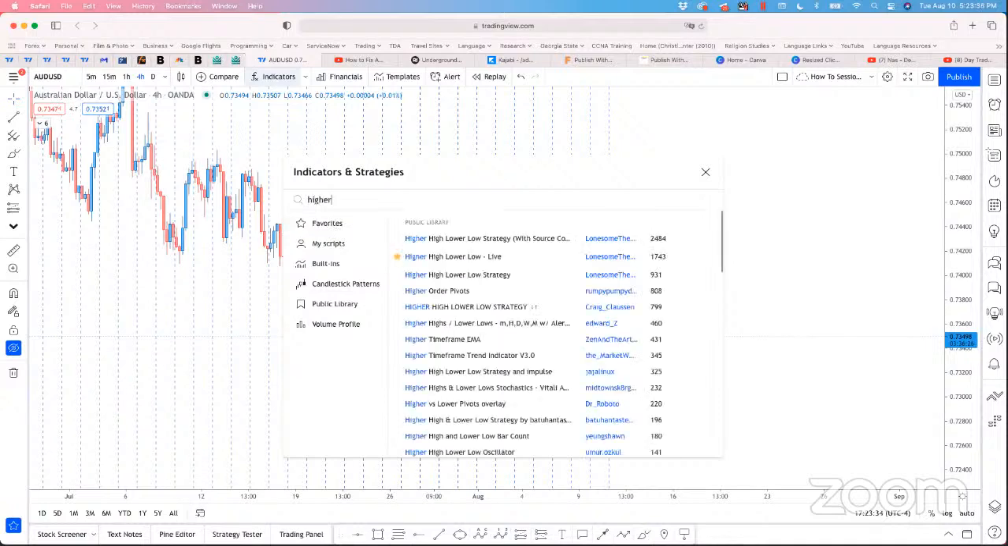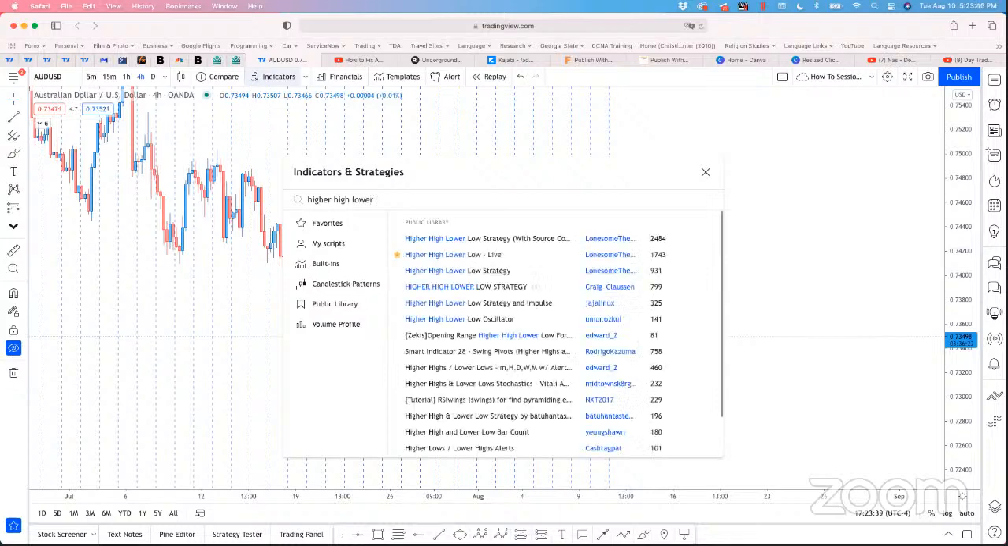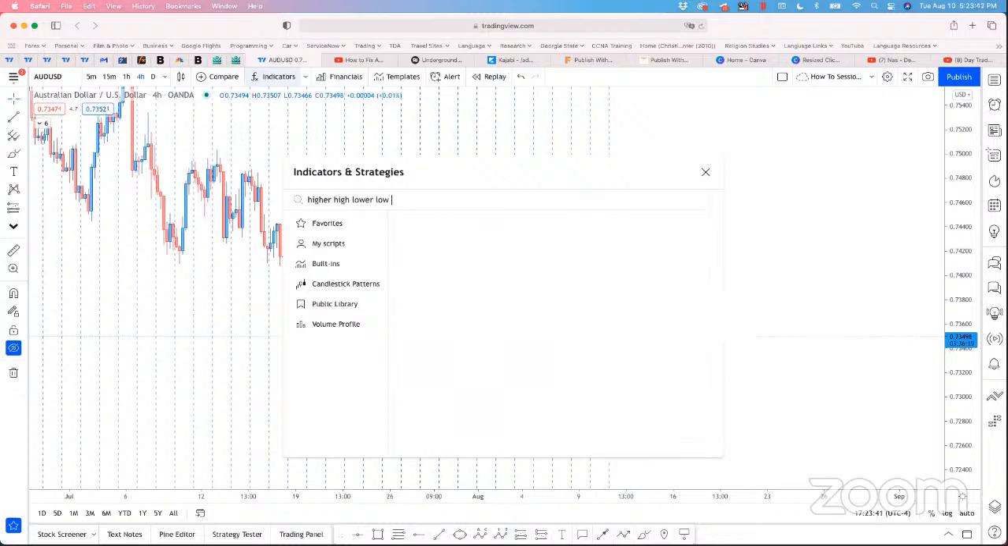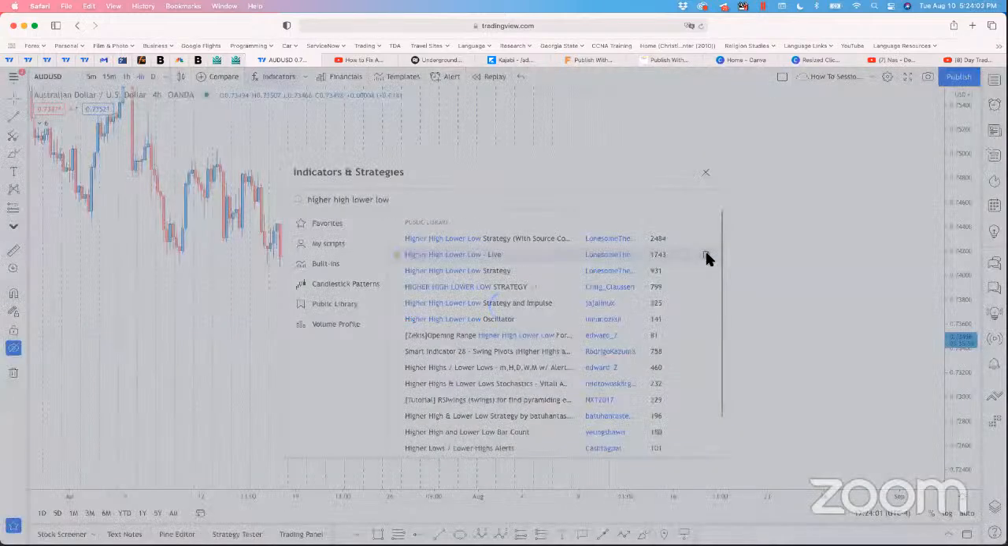higher, high, lower, low. Okay. You're going to look for this one that says dash live by Lonesome the Blue. And this one that has 1,743. And I want you to read this.